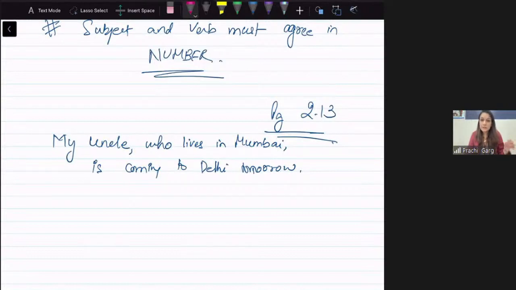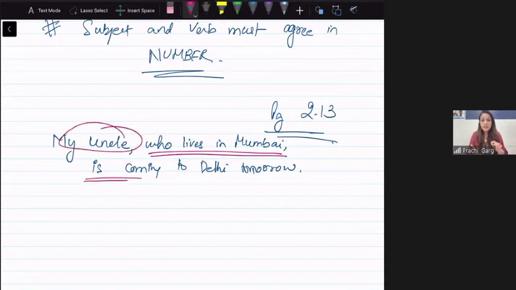Remember, subordinate clauses start with who, which, that, although, because, right? So this is the subordinate clause here. Now, this rule says that if there is a subordinate clause that comes between the subject and the verb, the agreement doesn't change. The subject is uncle, so the verb will be according to uncle, because we are talking about uncle. Irrespective of the subordinate clause, the subject verb agreement will not change.